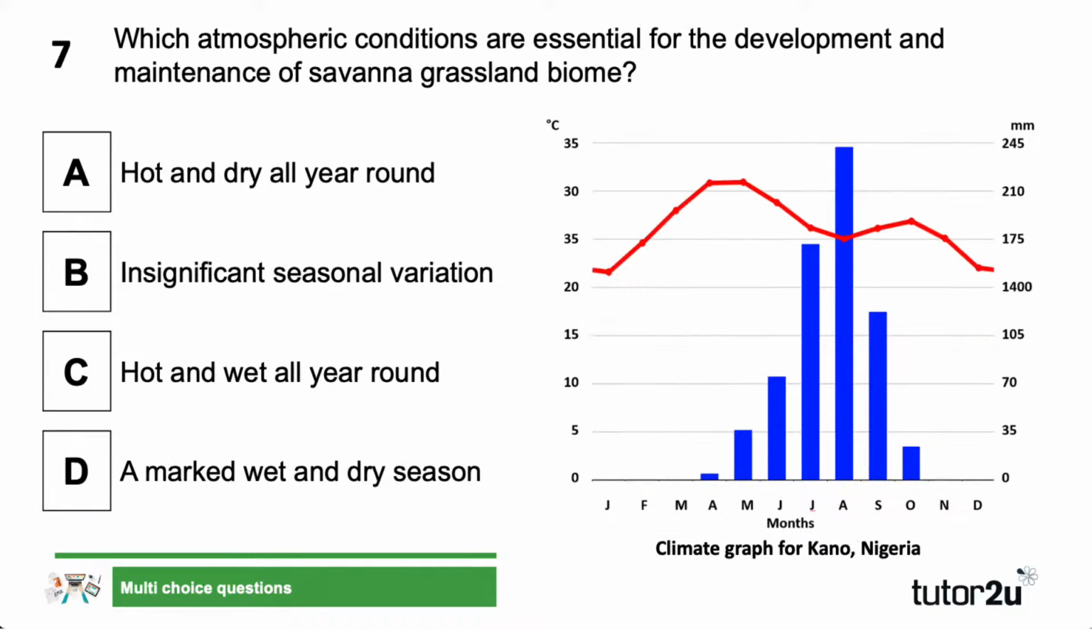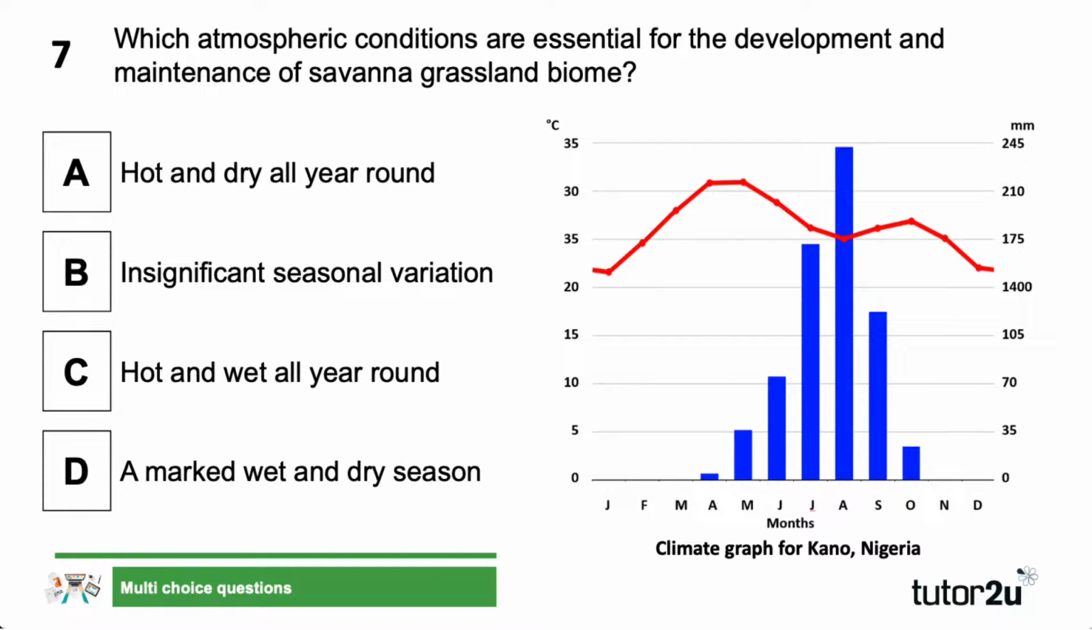Okay, number 7. Which atmospheric conditions are essential for the development and maintenance of the savanna grassland biome? So we've changed the chart this time. The graph is now for Kano in Nigeria. Take a look at that graph. Then take a look at the options. So which atmospheric conditions are essential for the development and maintenance of savanna grassland biome?